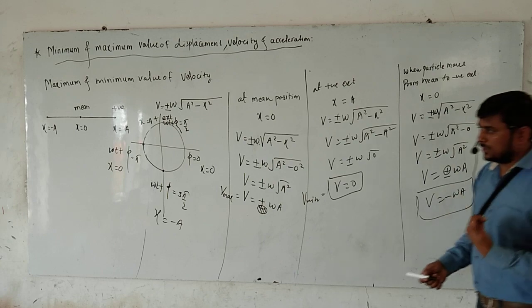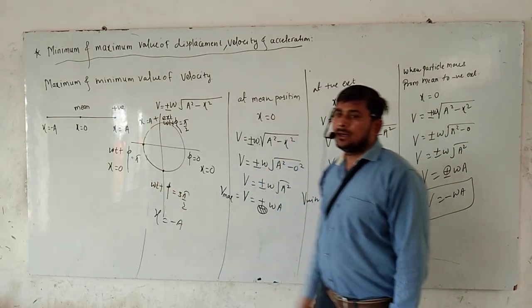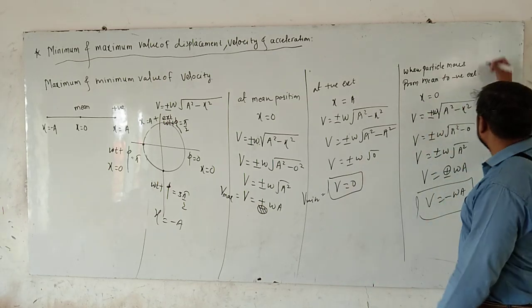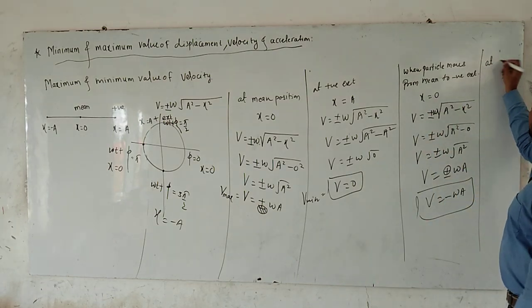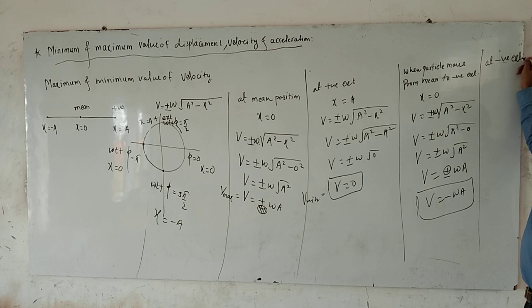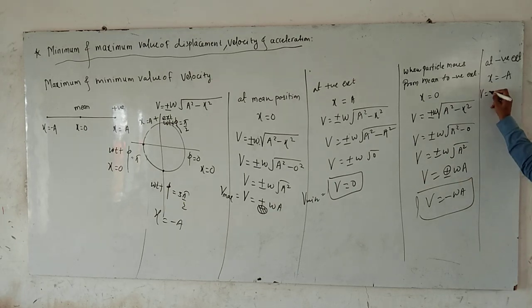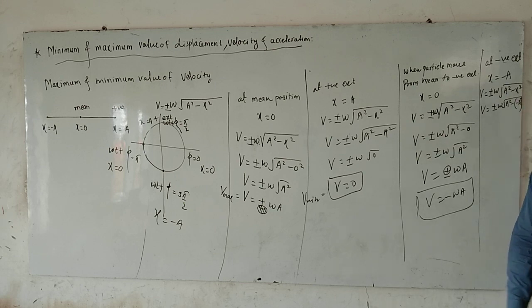Now the last position, we can say that negative extreme. So at a negative extreme, the value of x will be equal to minus a. Velocity, the formula, velocity is plus minus omega square root of a square minus x square. So v will be equal to plus minus omega square root of a square as it is, minus of minus a, bracket square. That minus will not get cancelled.